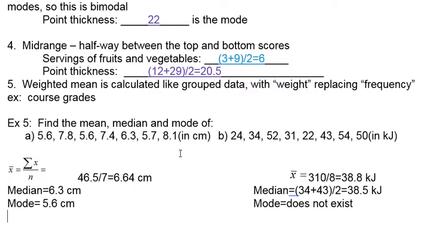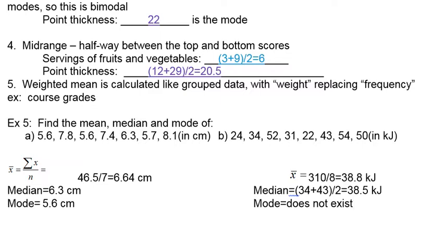On the second set of data, the mean is 38.8 kilojoules, and you'll notice that this rounding went to one more decimal place than the raw data. The median, this was an even set, so we had to go halfway between the middle two, and there was no mode in this one. So sometimes our answer for mode is that it does not exist, and that's okay.